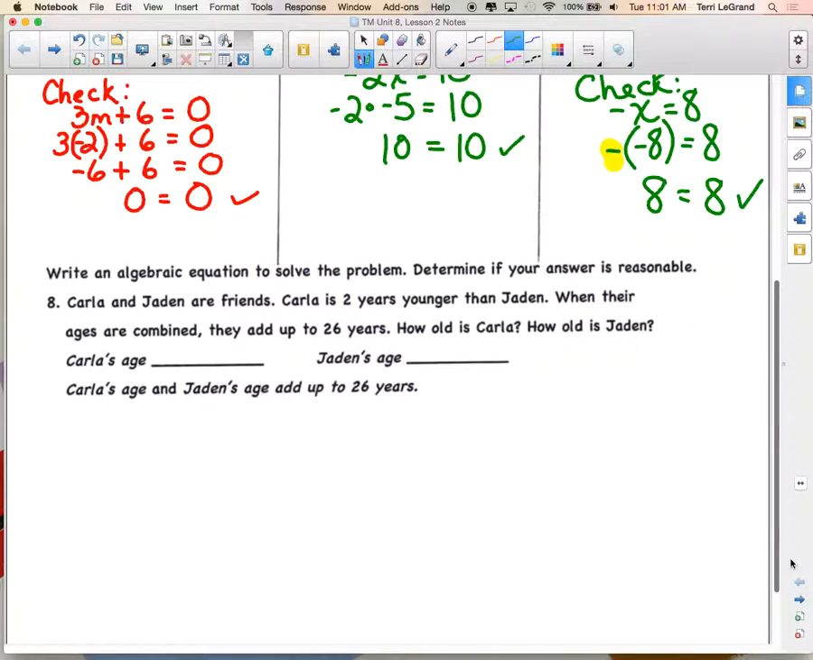So we have Carla and Jaden who are friends. Carla's 2 years younger than Jaden. When their ages are combined, they add up to 26 years. How old is Carla? How old is Jaden?